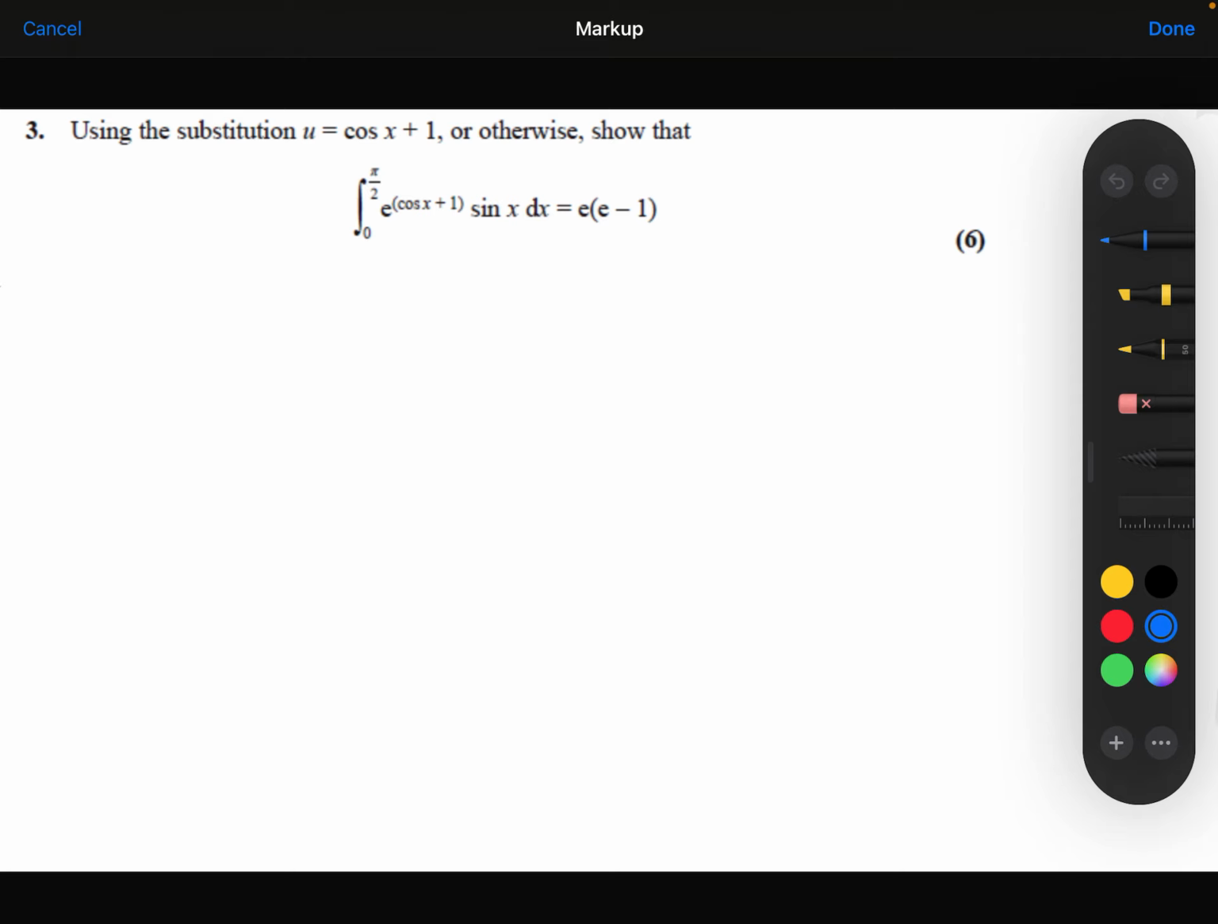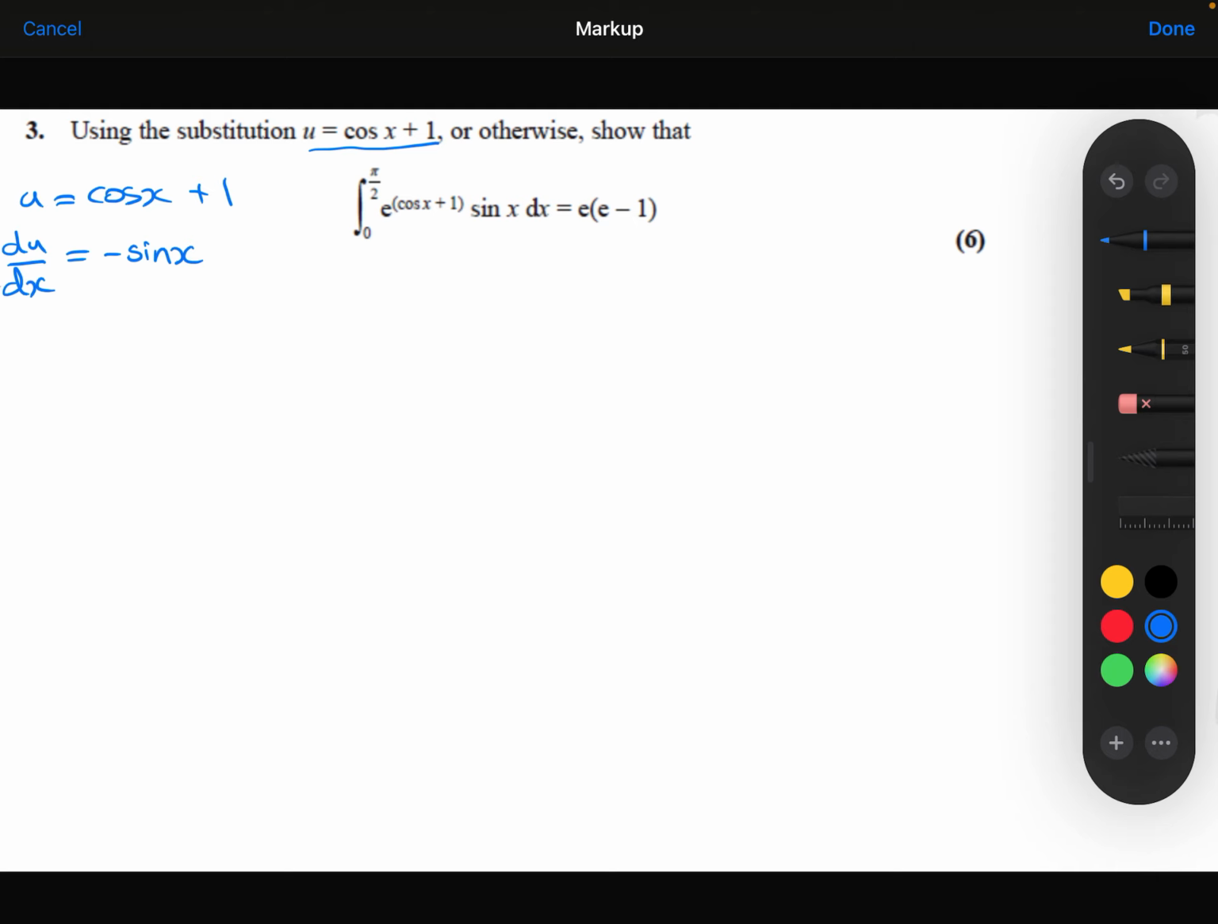So as we always do when we do integration by substitution, the first thing we're going to do is some differentiation to get our dx. So I'm going to differentiate both sides here with respect to x. Cos x differentiates to be minus sin x. The 1 will differentiate to be 0.